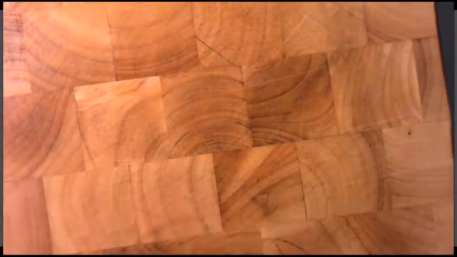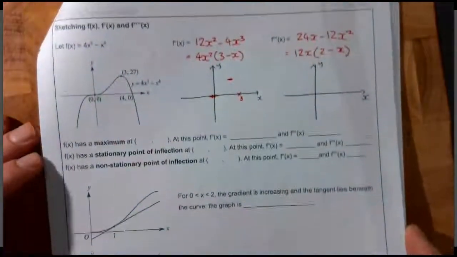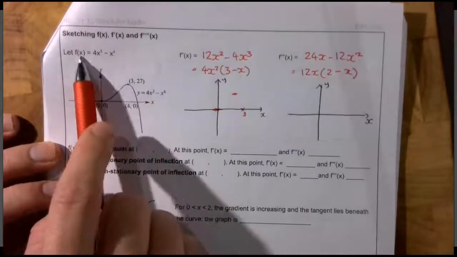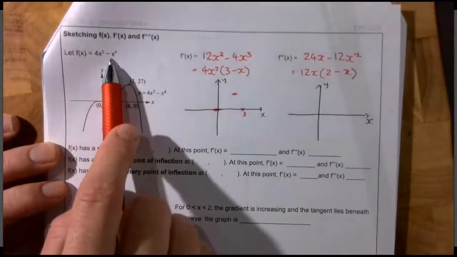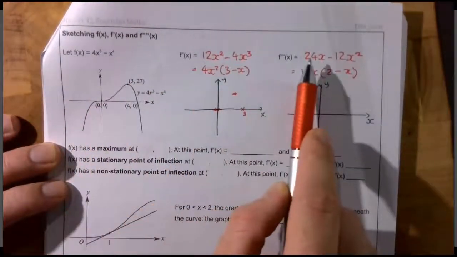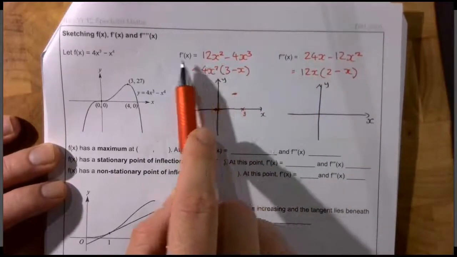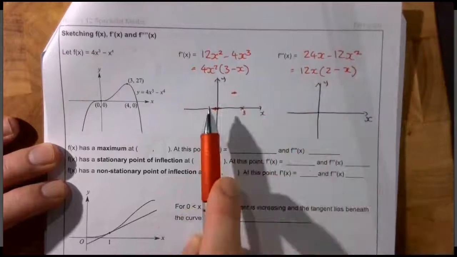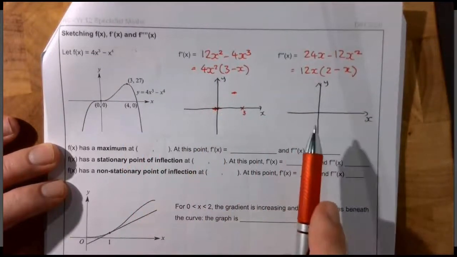What we're going to do now is just revisit that first function and look at it in a little bit more detail. So here, the sketch that matches the one I gave you of f of x equals 4x cubed minus x to the power 4. And then what I've done here is I've just found the first and second derivatives and factorized those. And we're going to look at the relationship between these two graphs.